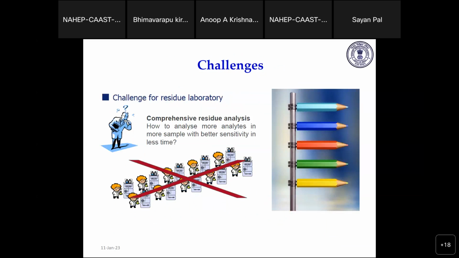Now, one more challenge I told you is going from single residue to multi-residue, achieving sensitivity. We are all working onto this, because one method will take a lot of time, and it will take more man days. So the ultimate purpose will be to have more analytes in one run in a single go, which would help labs save a lot of time.